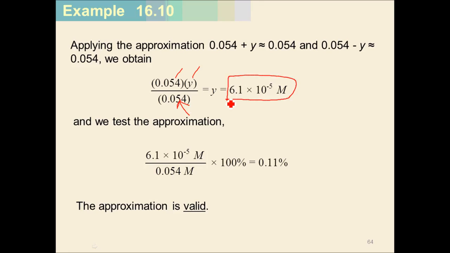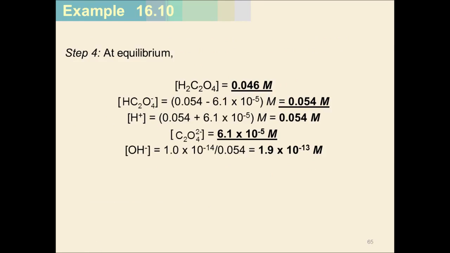You're going to get your Y, or your equilibrium concentration, to be 6.1 times 10 to the minus 5th molar. Testing that approximation, 0.11%, much less than 5, so you could do this as you solve this problem, drop that minus Y there. So step 4 then, on slide 65, at equilibrium then, what this says is the H2C2O4, it was 0.046 molar.